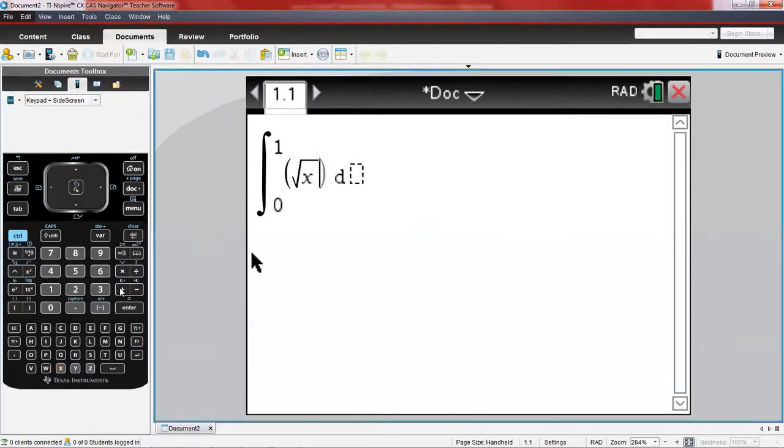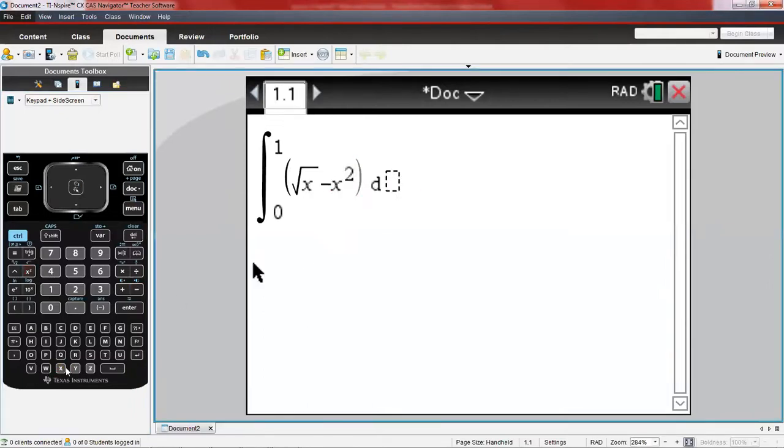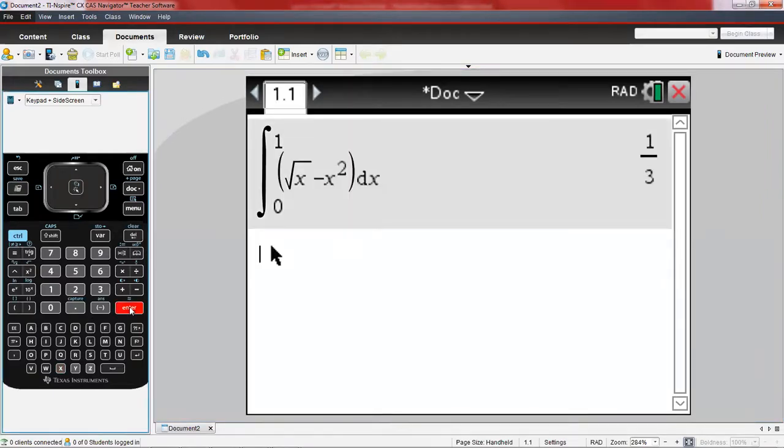Minus x squared dx. With the calculator, it's pretty easy. You press enter, and you get 1/3. This is the same answer.